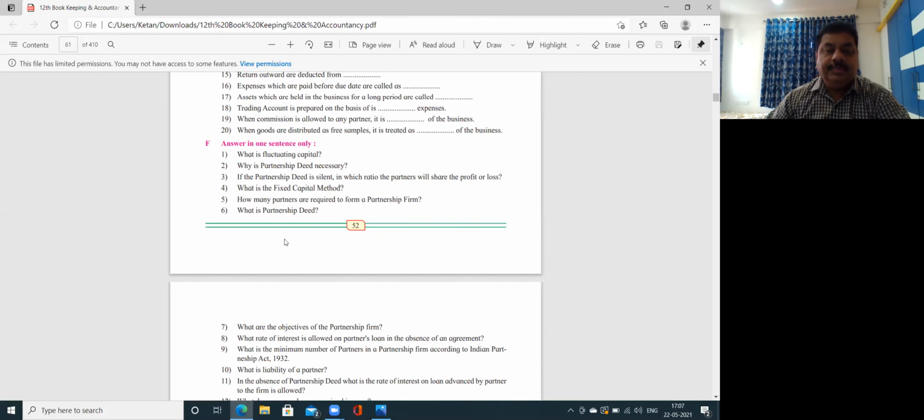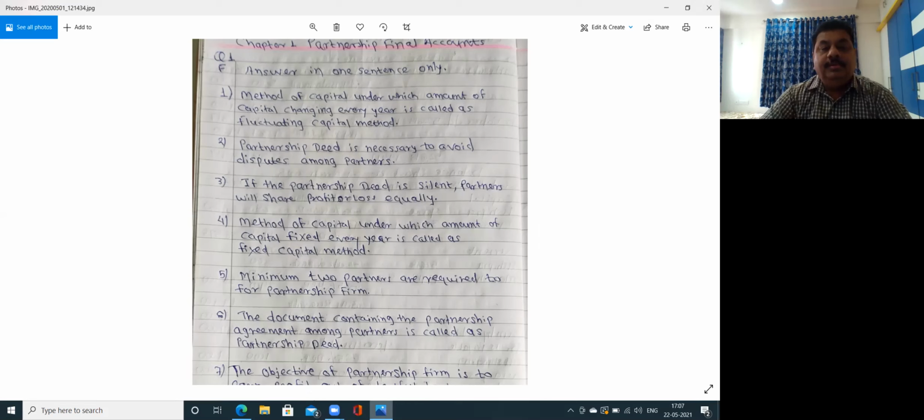Next question. What is fixed capital method? The answer for number 4 is: method of capital under which amount of capital remains fixed every year is called as a fixed capital method. So that is the answer of question number 4.